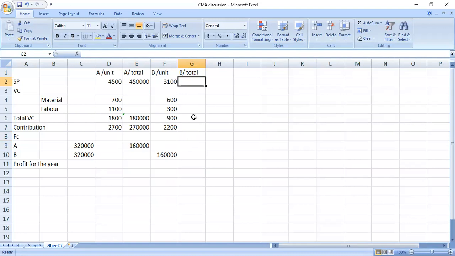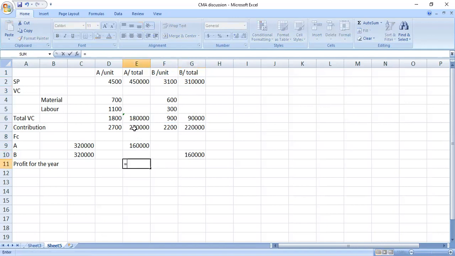So per unit, this 100 times this. The 100 is coming from the fact that those are the numbers that they produced. So this minus that. Then our fixed costs. So my profit there is the contribution minus the fixed costs.